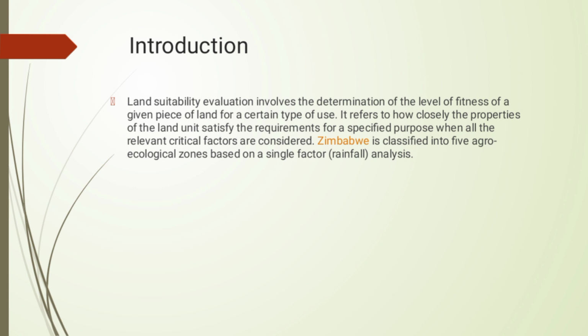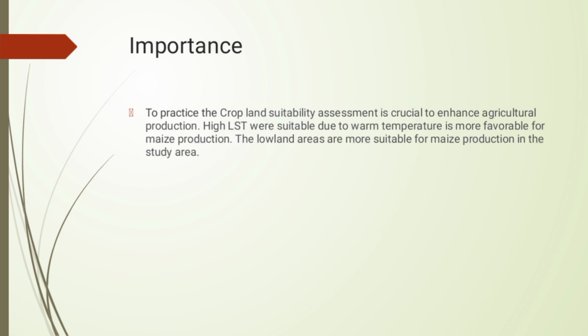Zimbabwe is classified into 5 agroecological zones based on a single factor, rainfall analysis. To practice crop production, land suitability assessment is crucial to enhance agricultural production. High LST areas were suitable due to warm temperature, which is more favorable for maize production. The lowland areas are more suitable for maize production in the study area.